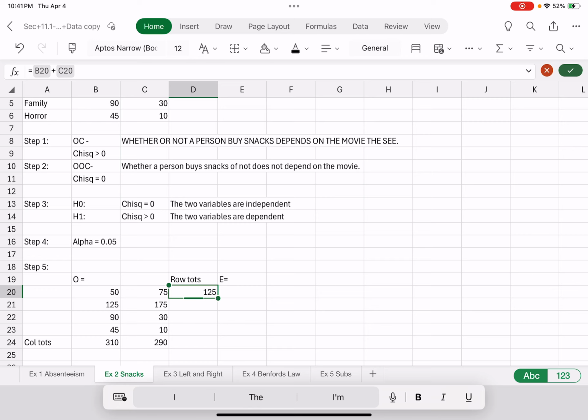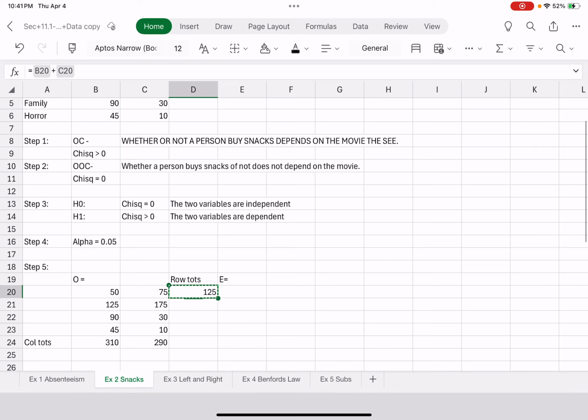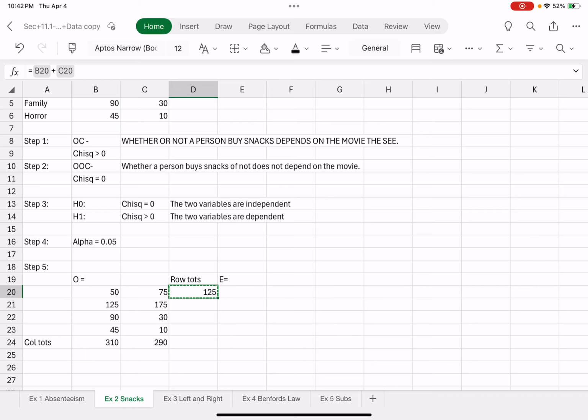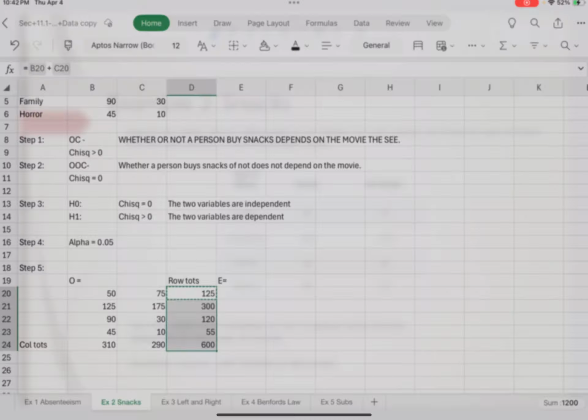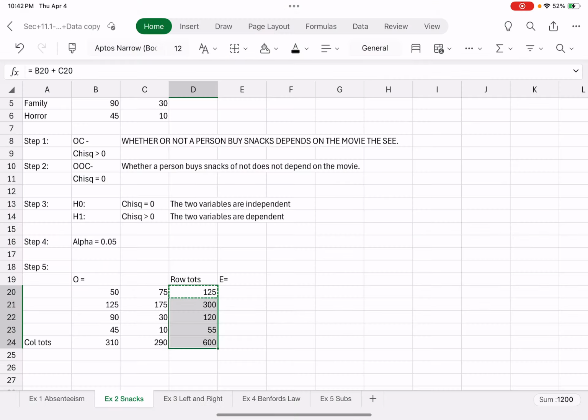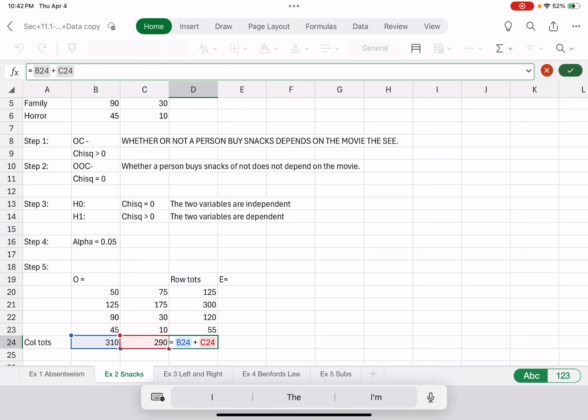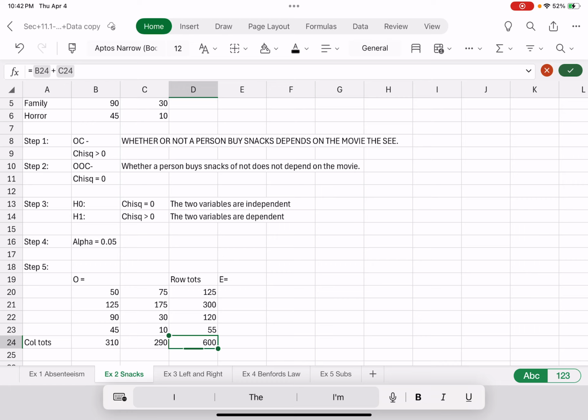Command C, Shift, down. Command V. And it said that there were 600 moviegoers, at least I think it did. Yeah, 600, so that's a good check. That right there, that box that I have selected now is going to be the grand total. All right, now let's find the expected distribution of this table.